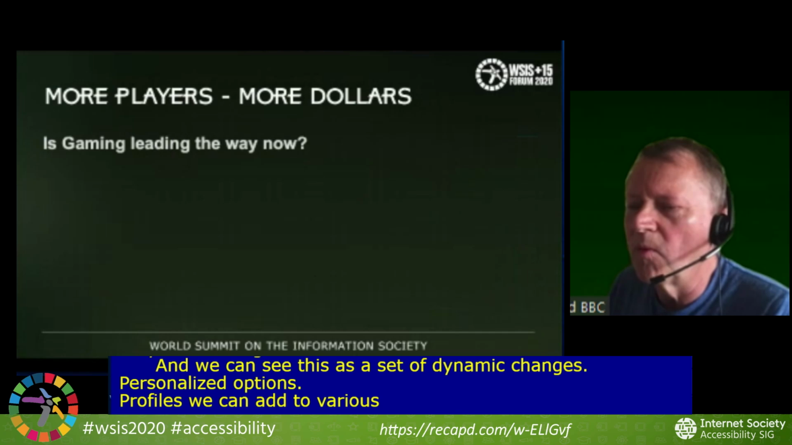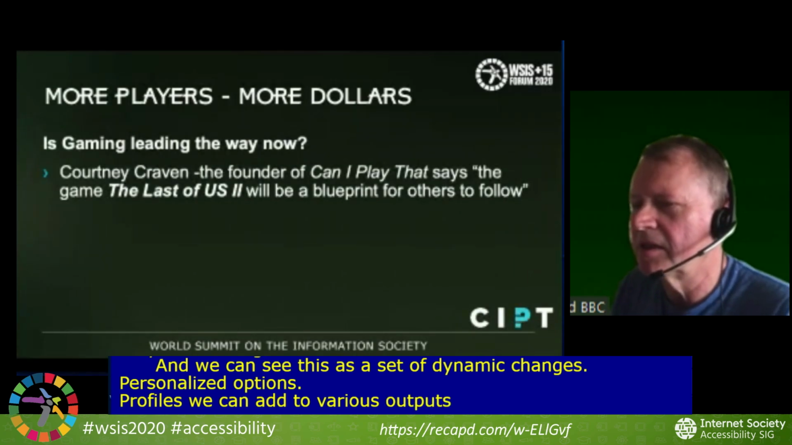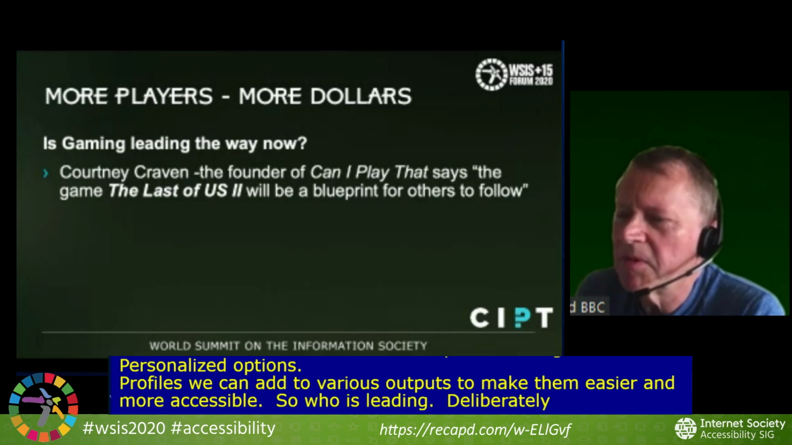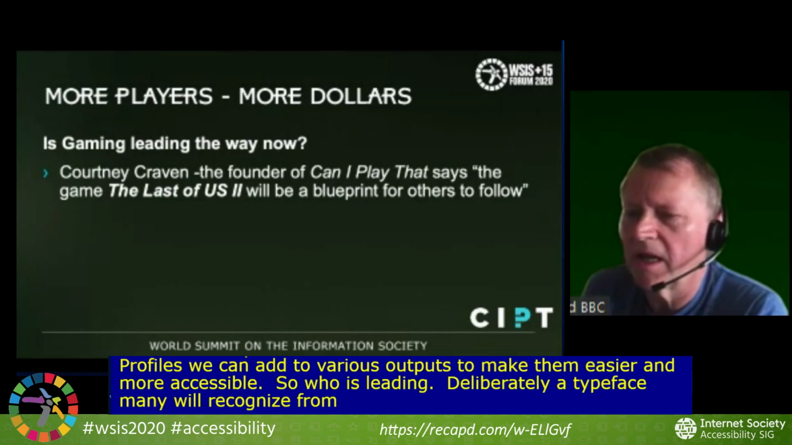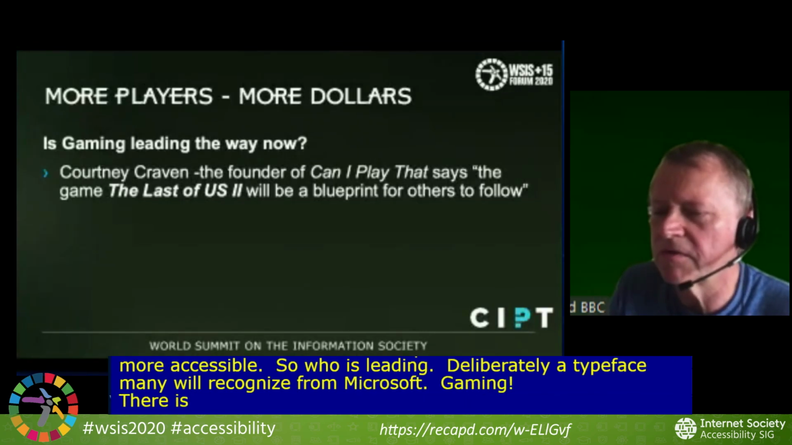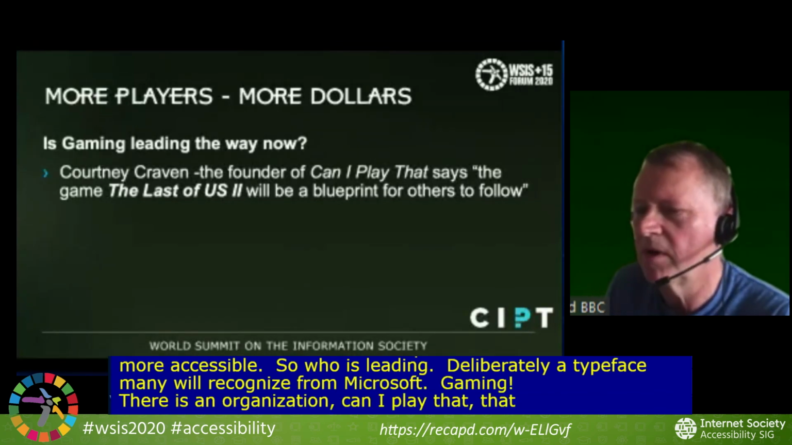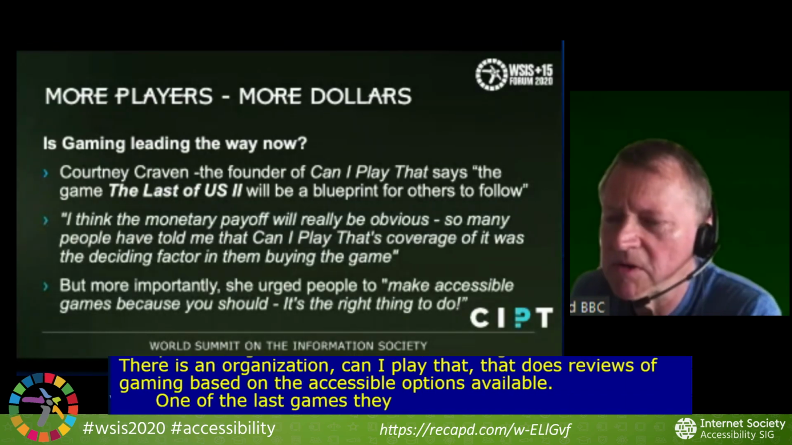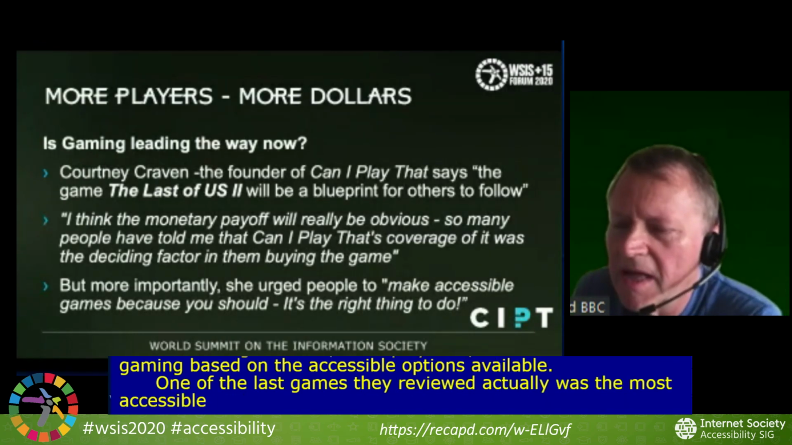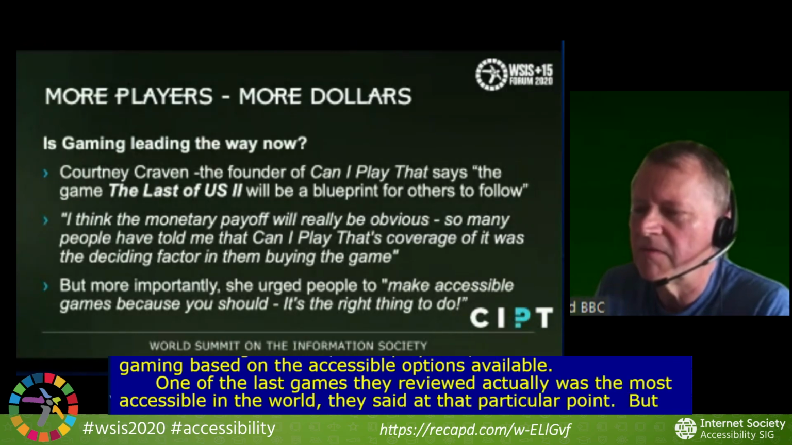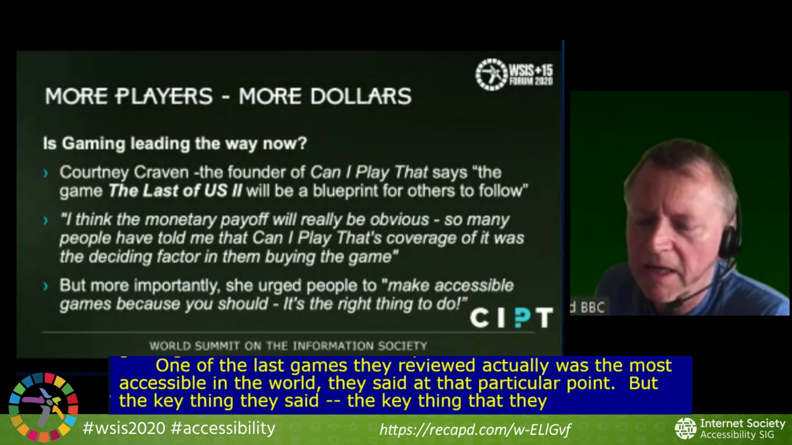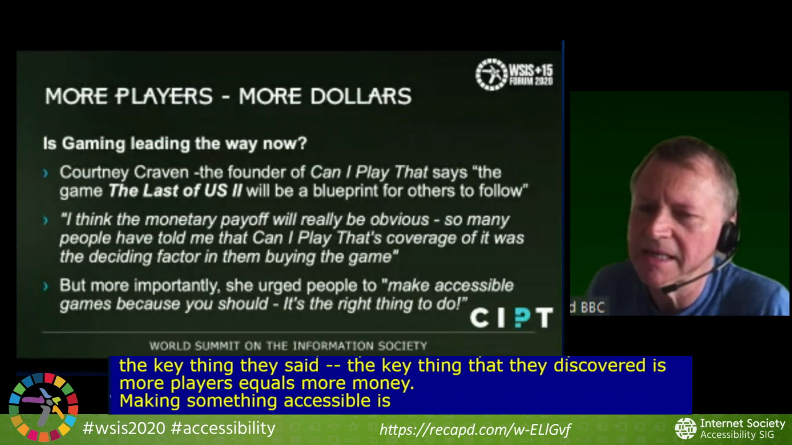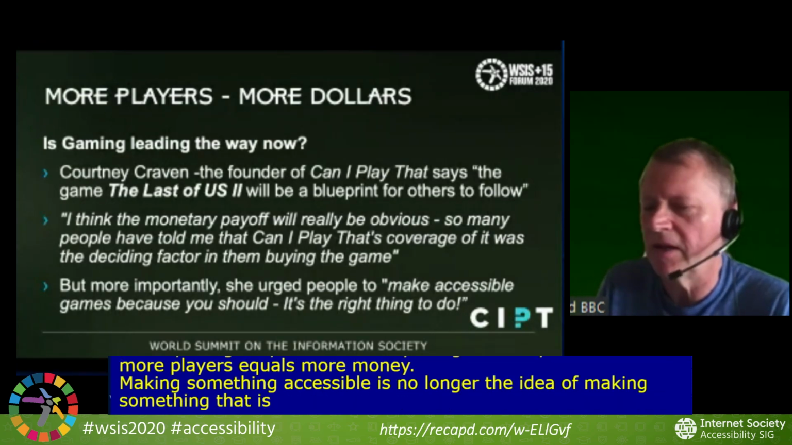So who's leading? Deliberately a typeface that many will recognize from Microsoft. Gaming. There is an organization, Can I Play That, that does reviews of gaming based on the accessible options available. And one of the last games they reviewed actually was the most accessible in the world, they said at that particular point. But the key thing they've discovered is more players equals more money. So making something accessible is no longer the idea of making something that is expensive, over the top, and does not get value for money back.